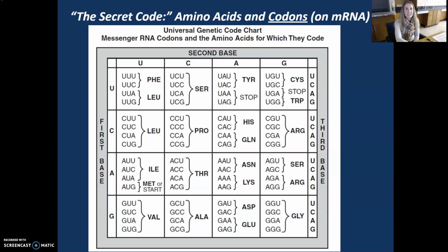Now let's look at the secret code, which is our amino acids and codons. This chart is used only for mRNA. So we have our first base to the left, our second base on the top, and our third base to the right.